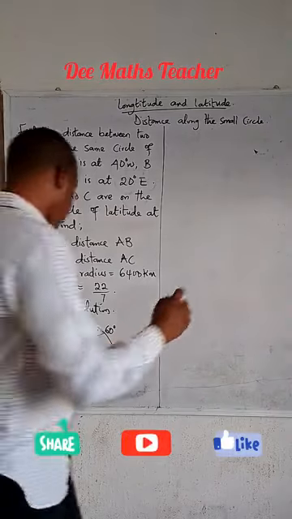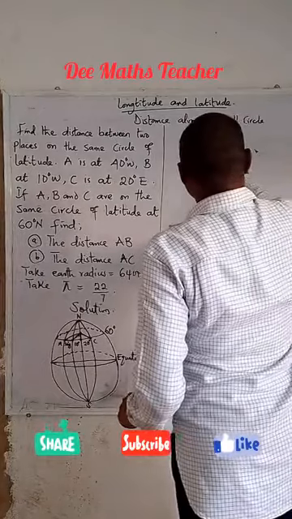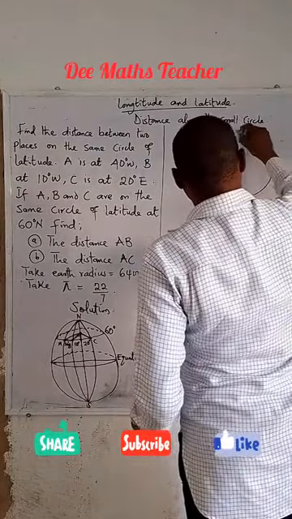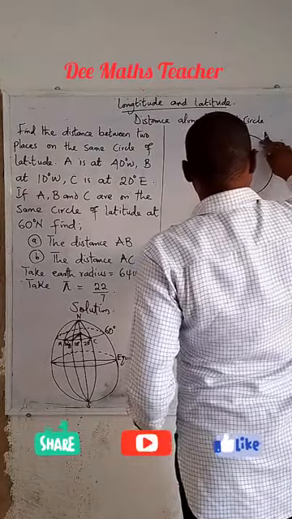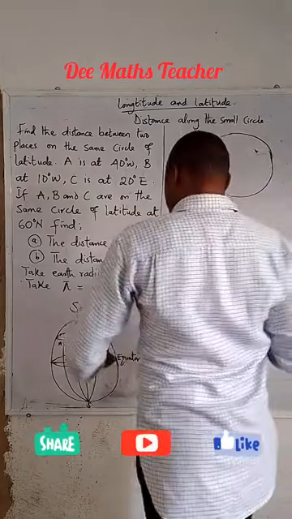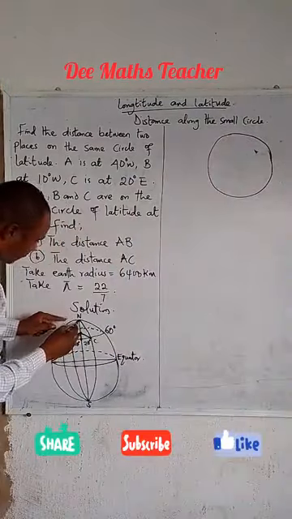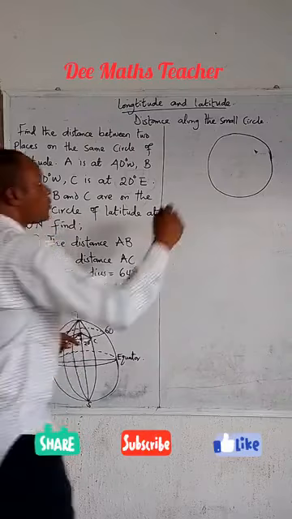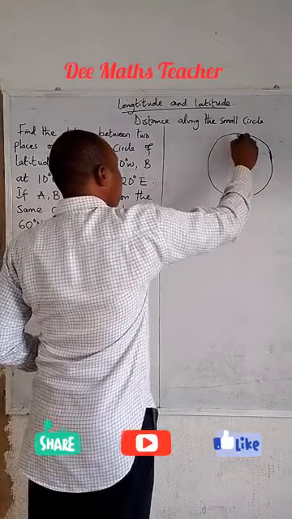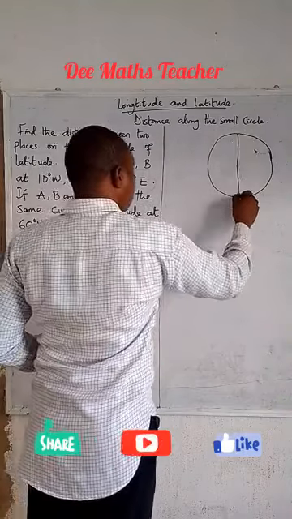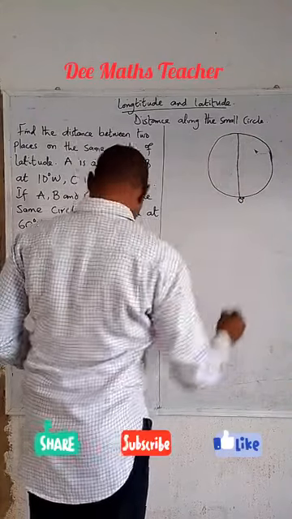The next thing now, let me bring out this region from this circle. We are going to have something that looks like this. Now, the first thing is this line O. This is the meridian. Let's join it. So this is 0 degrees.